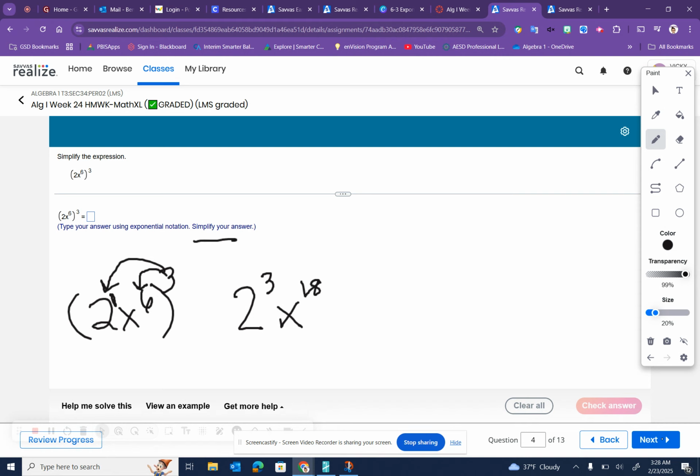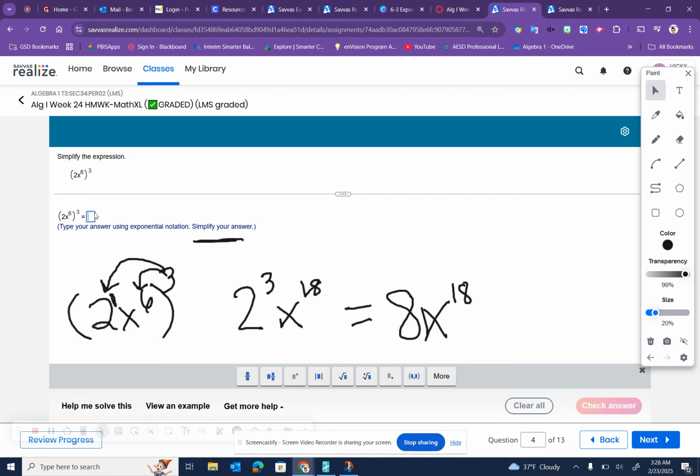But since we want the simplest form answer, anytime we have a numerical base, in this case, we are going to multiply that out. 2 to the 3rd is 8. And we still leave x to the 18th power. So let's see how we did there. 8x to the 18th power.